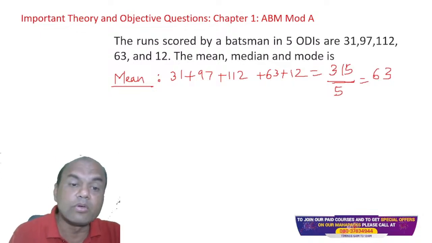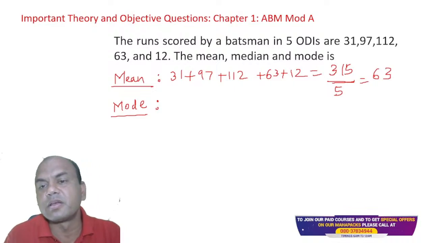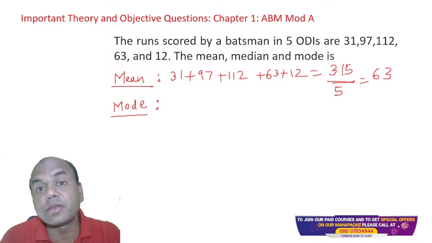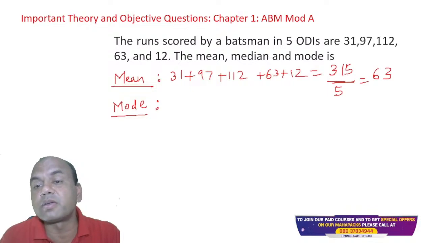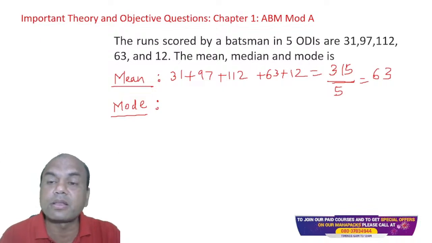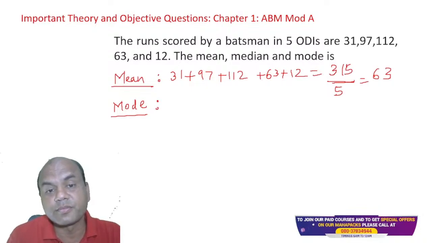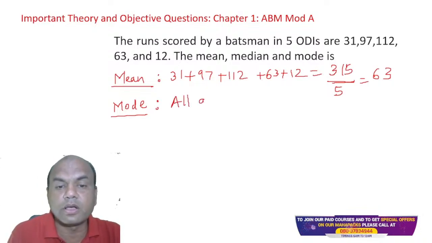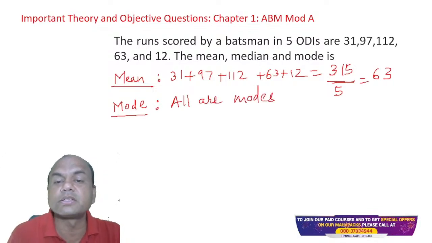Now mode. Mode means what? Which is coming the maximum number of times. Who is coming the maximum number of times? 31, 97, 112, 63 and 12. None of them is repeated. If any would have been repeated, let's say 31 came 2 times, then that would have been the mode. But here none of them is repeated. So which is the mode then? All are modes. Whenever the numbers are not repeated, everyone is a mode.